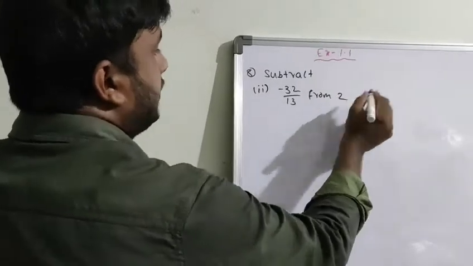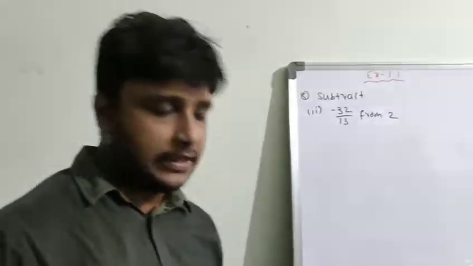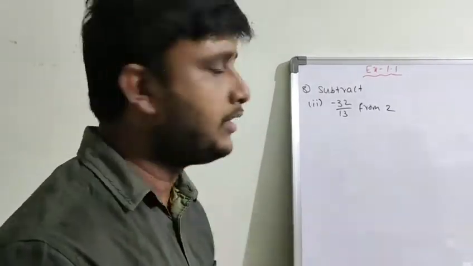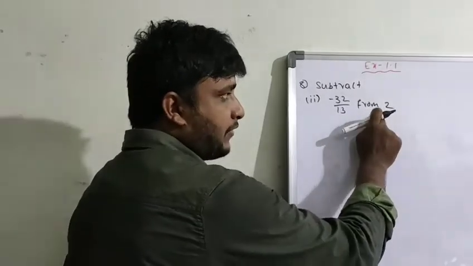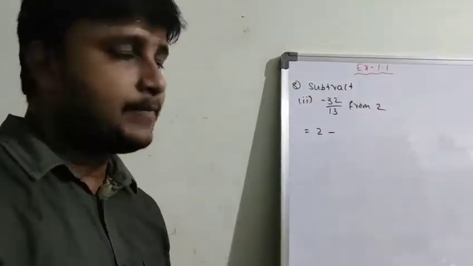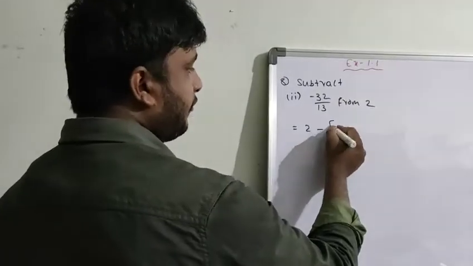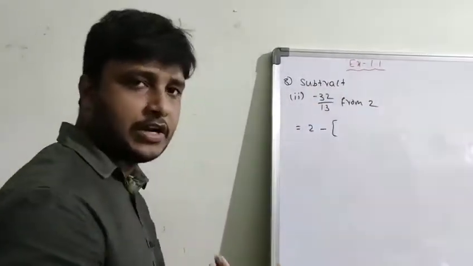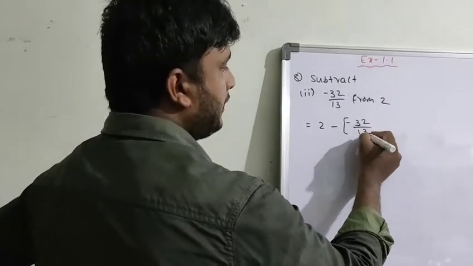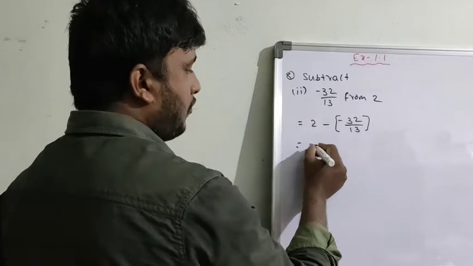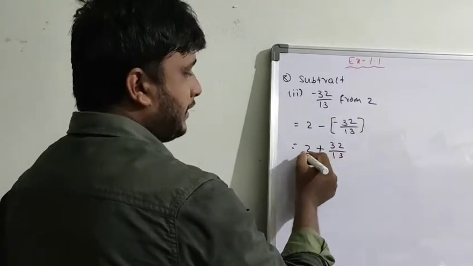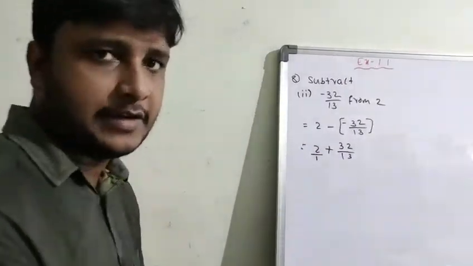Whenever subtraction is given using "from", you have to remember one important point: whatever the number after "from", you have to write first. Minus, because we are subtracting, and the rational number before "from" you have to write after the minus. So minus 32 by 13. Now remove the bracket: minus into minus becomes plus 32 by 13, and here there is no denominator, so you can keep 1 as the denominator.